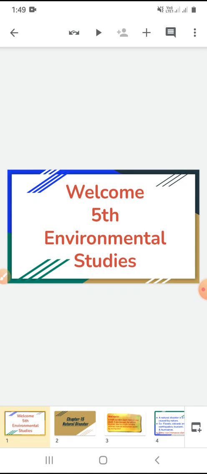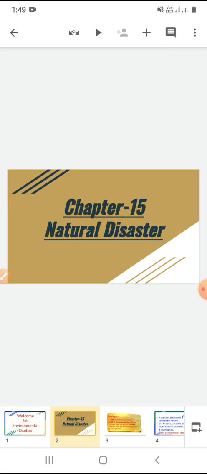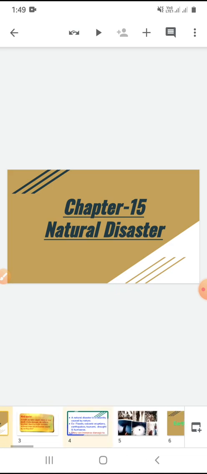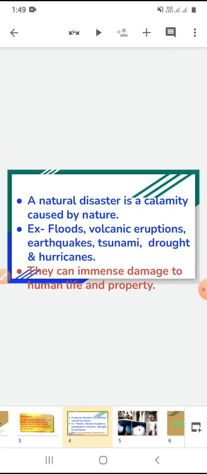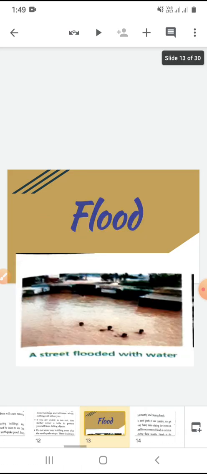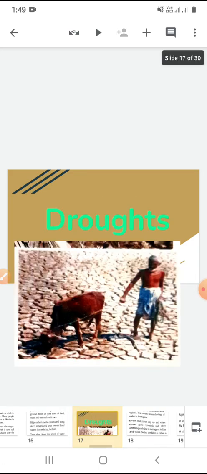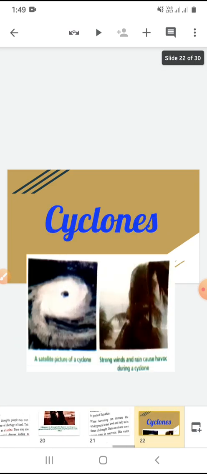Children, as you can see on your screen, environmental studies is written. So that means today we are having our environmental studies class and we are discussing chapter number 15, natural disasters. We have already discussed what is a natural disaster. We have discussed earthquake, flood, and droughts. And today we are going to start a new topic, that is cyclone.